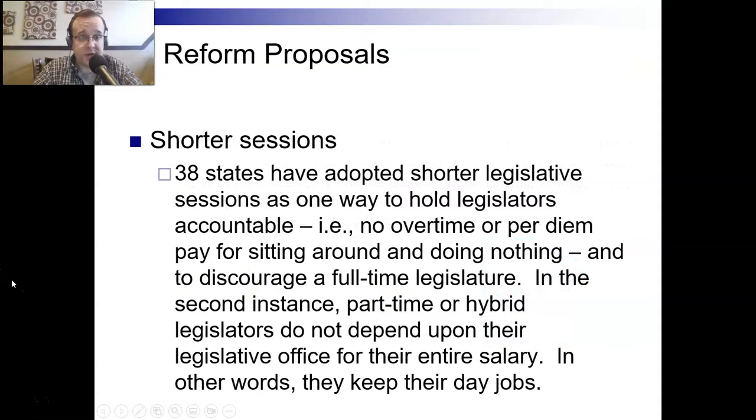We could also have shorter sessions. So they're getting paid less. There's less time for them to disagree. I mean, however you want to look at it. 38 states have adopted shorter legislative sessions as one way to hold legislators accountable. So no overtime or per diem pay for sitting around and not doing a thing. And to discourage a full-time legislature. We have not done this. Our legislature was meant in the Constitution of the state to be a part-time gig. It is not. It's a full-time proposal.